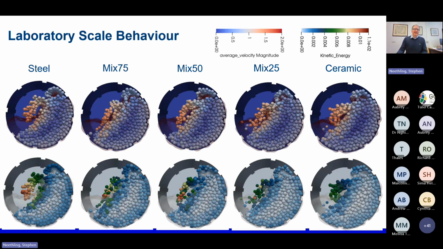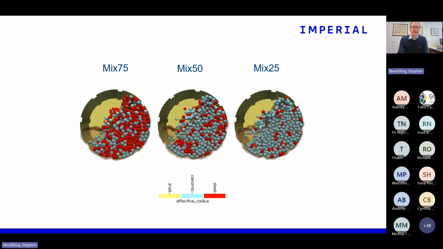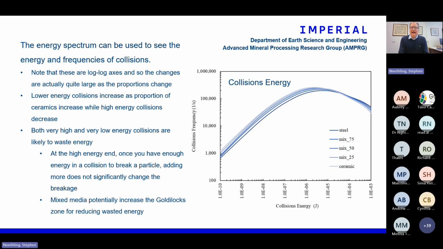So again, we did these simulations with different mixtures of the media and the slurry. This includes a slurry in the simulations as well. So this is just showing the two different types of particles and the relative proportions. And we were looking at the distributions of the collision energies in the system as a way of trying to understand what is actually happening.